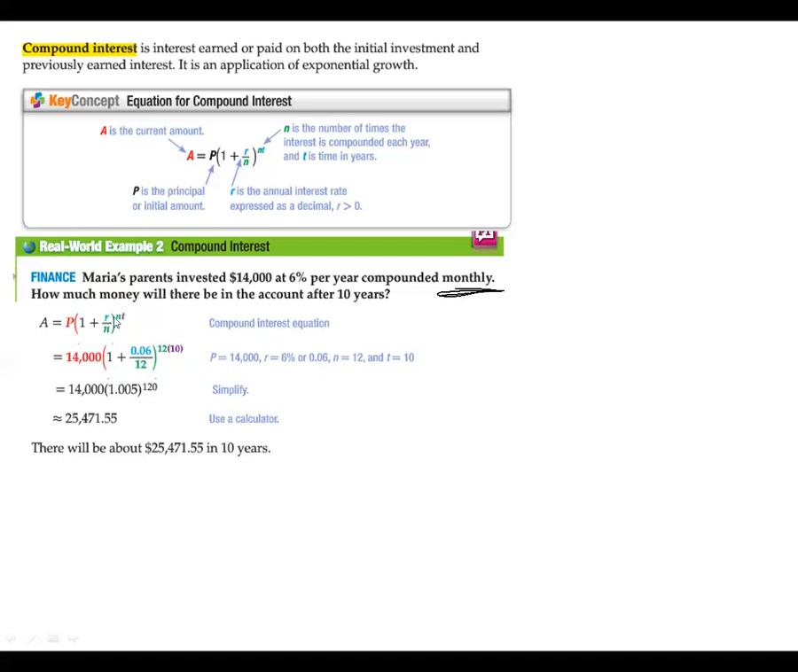The n is the number of times it's compounded per year, so n here is 12, and 12 here as well, because remember, monthly, there's 12 months in a year. And then how many years are they doing it for? 10. So if you simplify this, you get 14,000 times 1.005 to the 120. If you carry that out, you get $25,471.55. This 1.005 came from dividing the 0.06 by 12 and then adding that to the 1.